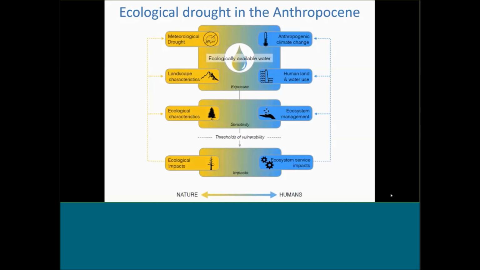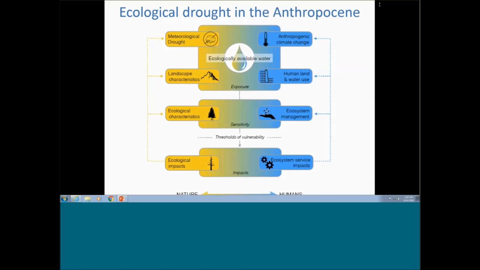We're trying to set up a framework that sort of describes ecological drought, and we're using a vulnerability framework for this. So that top box sort of talks about all of our elements of exposure during drought. So drought, anthropogenic climate change, mostly which makes warmer droughts, hotter droughts, landscape characteristics, as well as this human land and water use together we see as the exposure element.